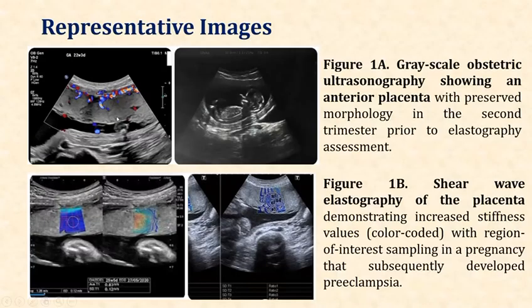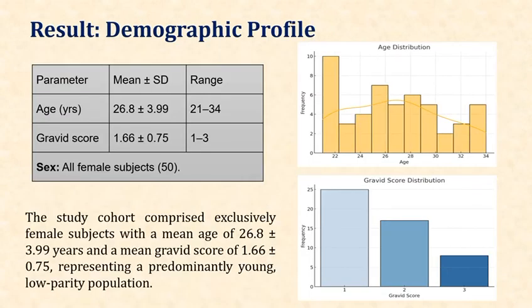Another figure 1a, grayscale obstetric ultrasonography showing an anterior placenta with preserved morphology in the second trimester but prior to elastography assessment. On elastography, it showed increased stiffness as we can see the color coded in red. And this patient also subsequently developed preeclampsia.